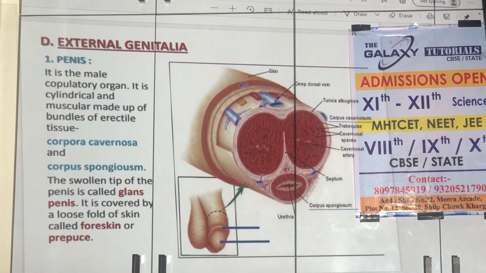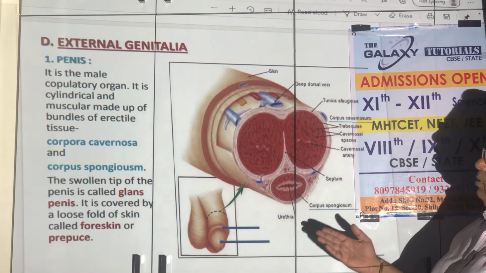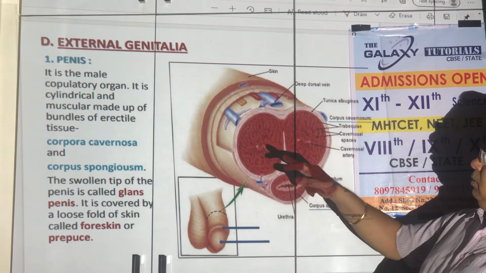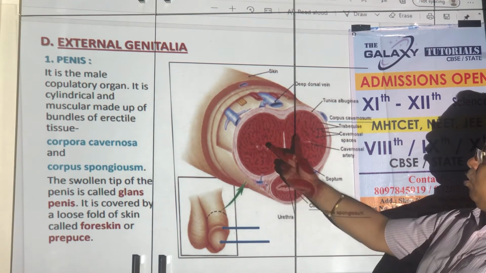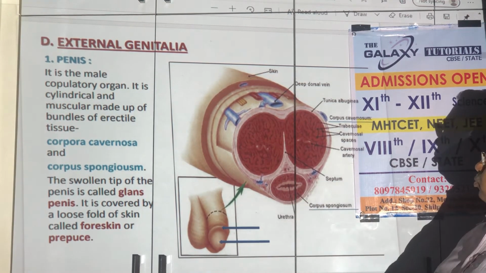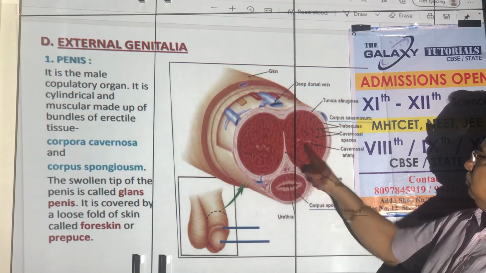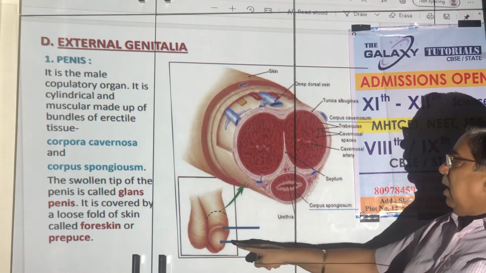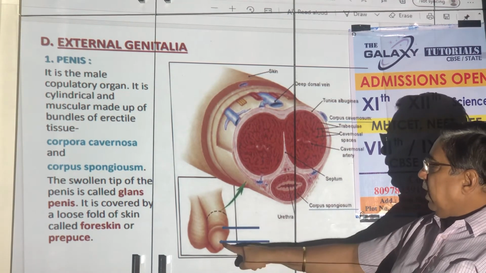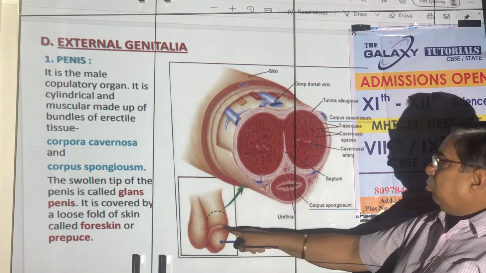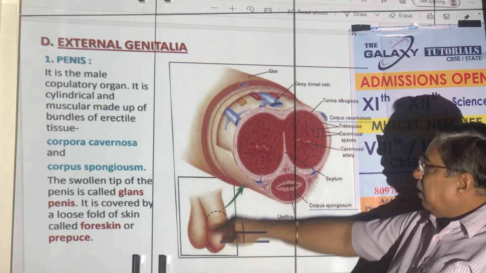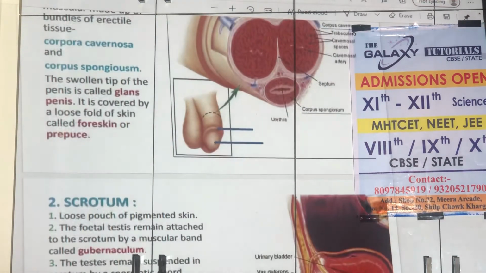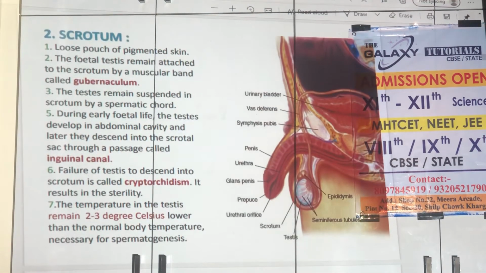External genitalia, what is seen outside? Penis, and inside it contains erectile tissue: 2 and 1, corpora cavernosa and corpus spongiosum. And the swollen tip is called glans. On top of the glans we have the prepuce or foreskin, which can come down and go back up till here. Scrotum, as I reminded you, we'll be doing later.